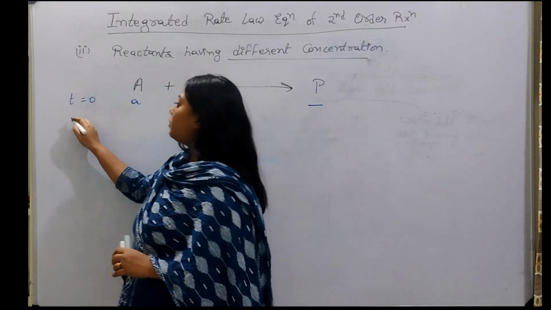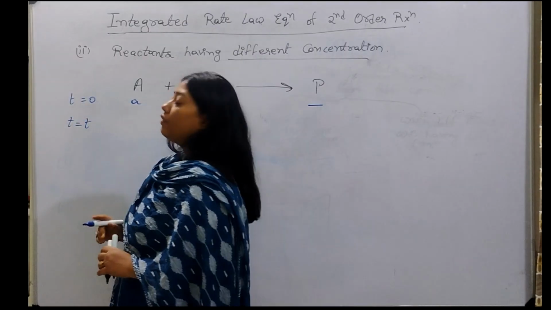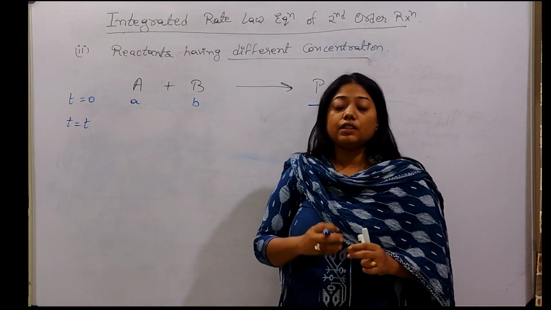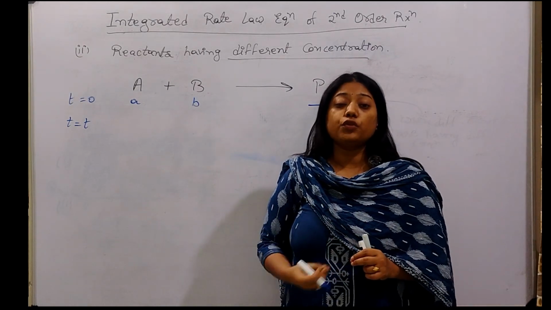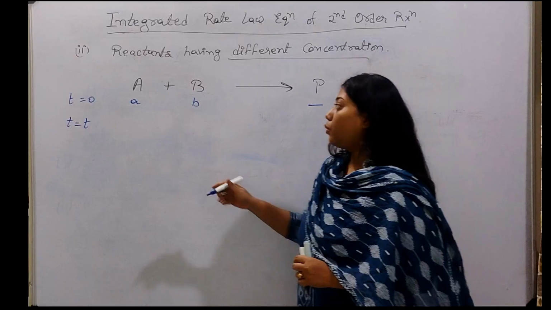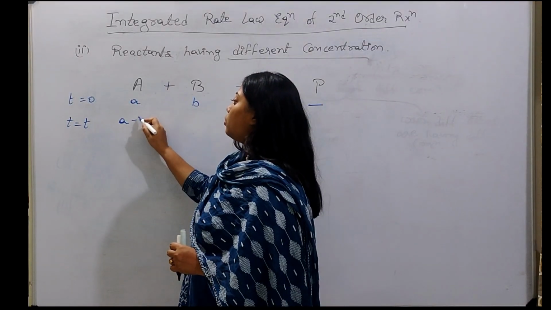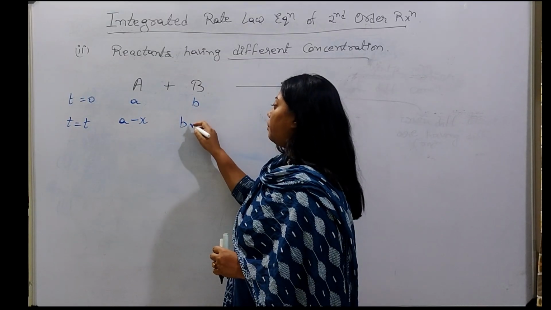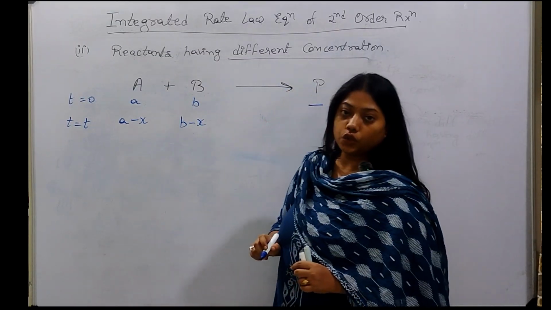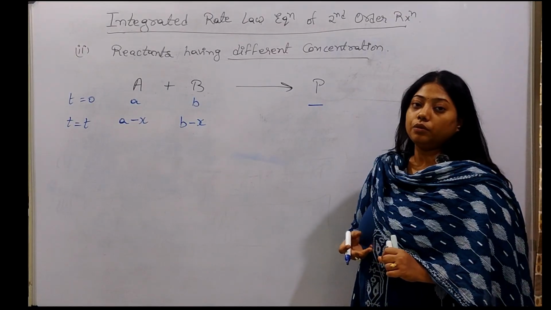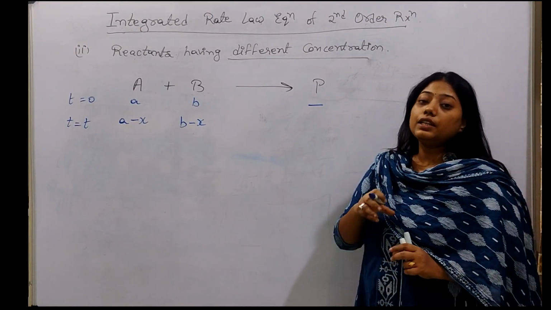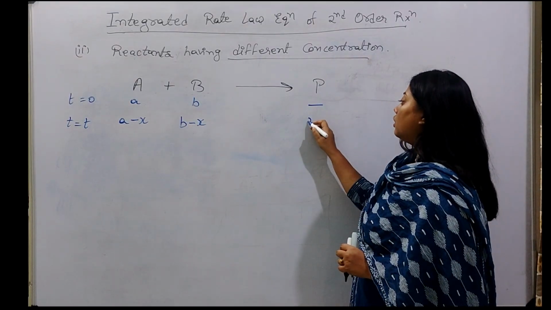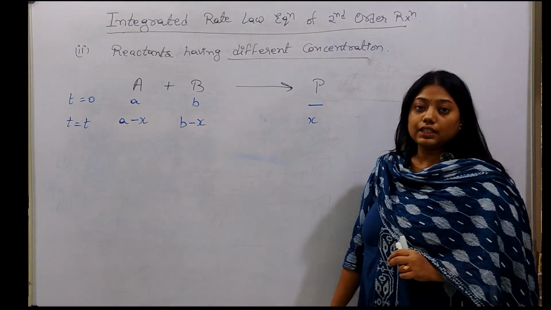Now after some time T, when the reaction starts, some amount of the reactants is consumed during the course of reaction. Let's suppose X amount of A is consumed, and from B, X amount is again consumed. Now the product which will be formed will be equal to the amount that is consumed. So here let's suppose the product formed is X amount.